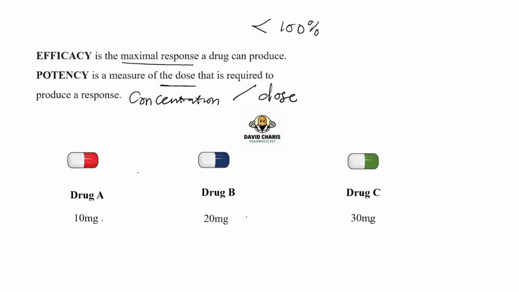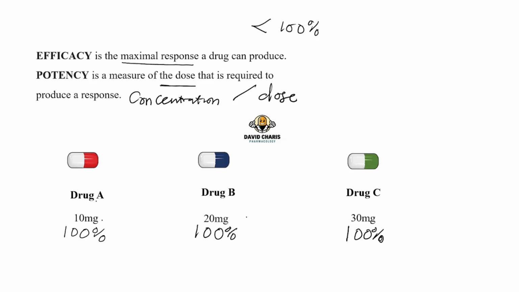Now, if I have three painkillers, drug A, drug B, and drug C, that are of different types, and at different doses they reduce pain at equal efficacy. That is, drug A at 10 milligrams gives complete or 100% pain reduction. Drug B at 20 milligrams gives 100% pain reduction also. Drug C at 30 milligrams also gives 100% pain reduction.